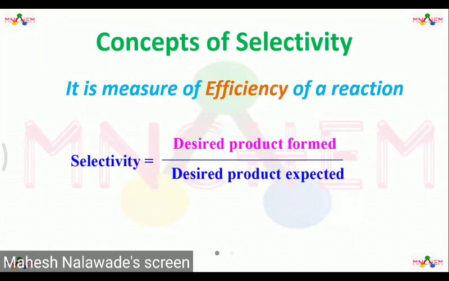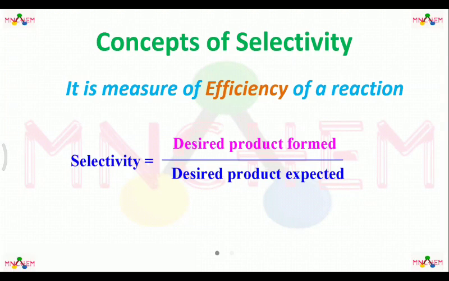A reaction is expected to give 100% desired product, but in practice, only 80% of the desired product is formed and 20% will be the byproduct or side product of the reaction. Then the selectivity will be 80 divided by 100, that will be 80%. So we always measure the selectivity in terms of the desired product, and that translates into the efficiency of the reaction.